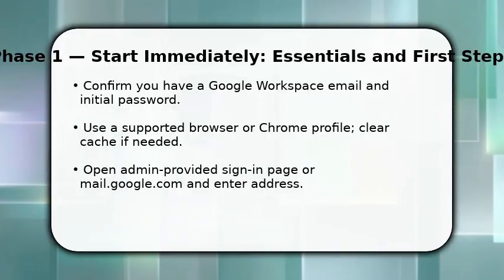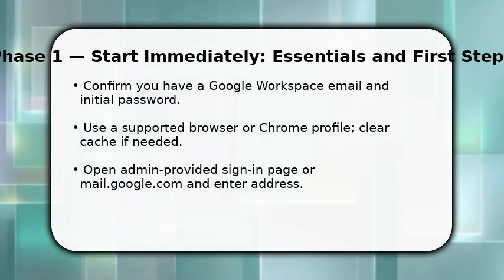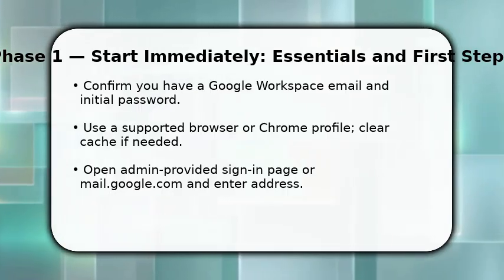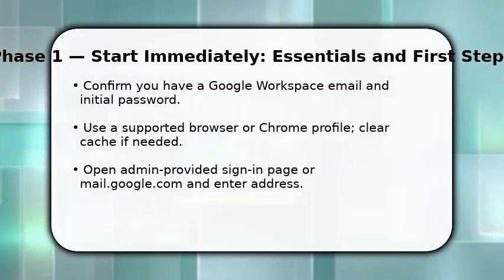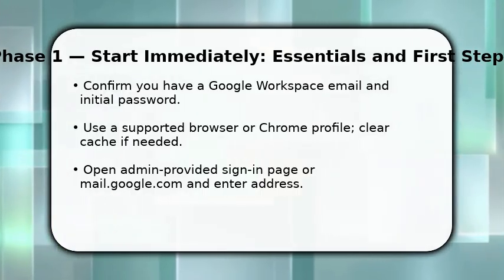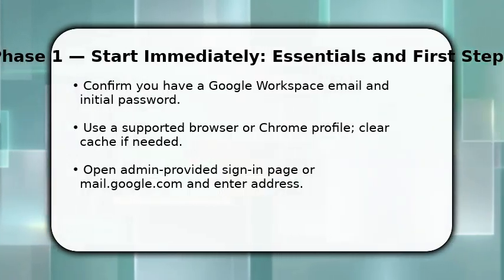You start by confirming prerequisites: your workspace email, initial password, and access to a secure device. Open the workspace sign-in URL or mail.google.com. Now, make sure you're in a supported browser. Enter your full email exactly, then press Next. Once done, type the initial password you received from your admin.